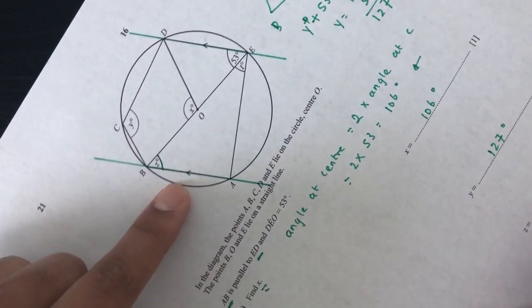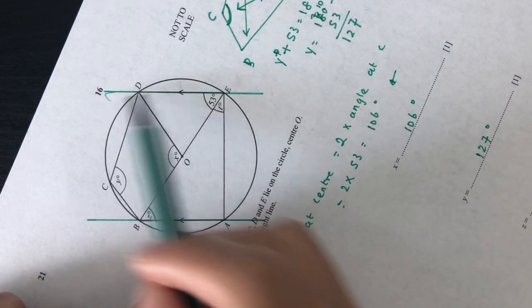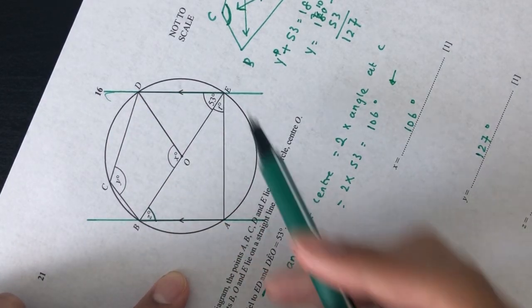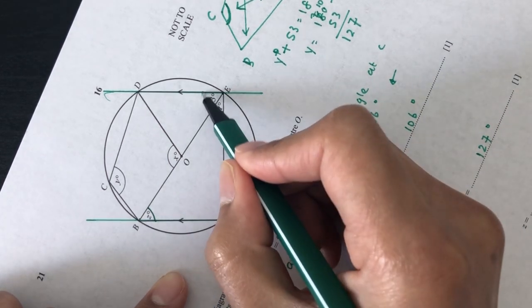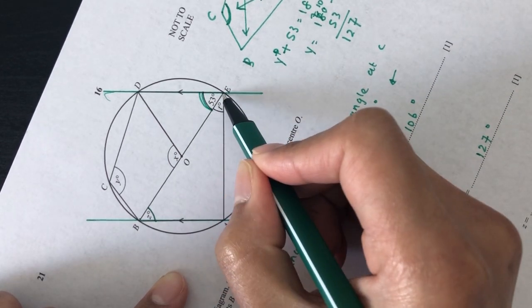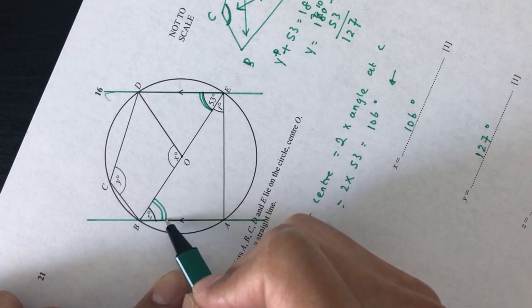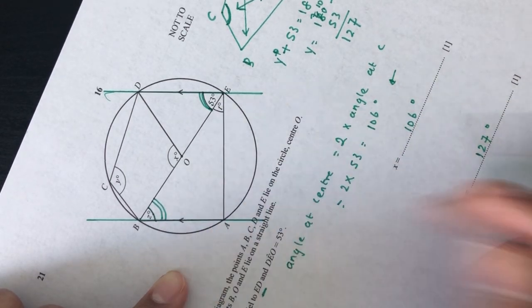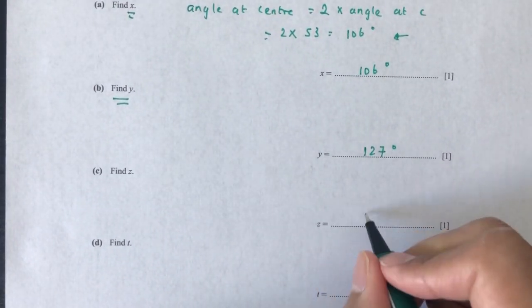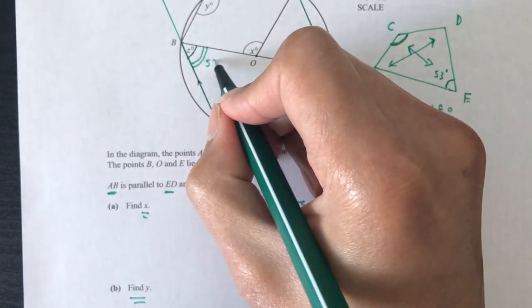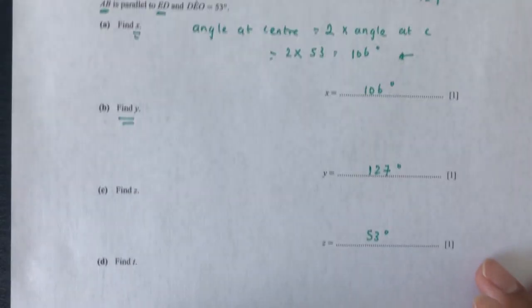So we observe that these two lines are parallel to each other and they are joined by this diagonal. So the angle here will be the same as the angle on this side, which means Z is equal to 53. So the answer for part Z will be 53 degrees. So let's label that 53. Okay, so now moving on to the last part, find the angle T.